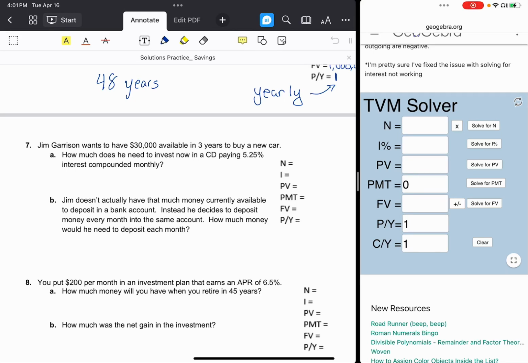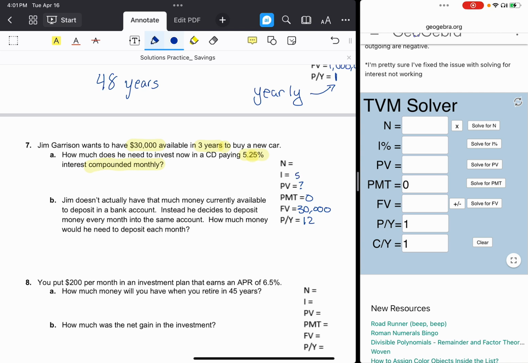Jim wants to have $30,000 available in 3 years in order to buy a car. And he's found this certificate of deposit, a CD, that pays 5.2% interest, and it compounds monthly. So I'm going to just put a P/Y monthly there. And we want to know how much does he need to invest now in order to have that money. So we're assuming here that he's doing a one-time payment. So we want to know how much does he have to invest in order to end up with $30,000.